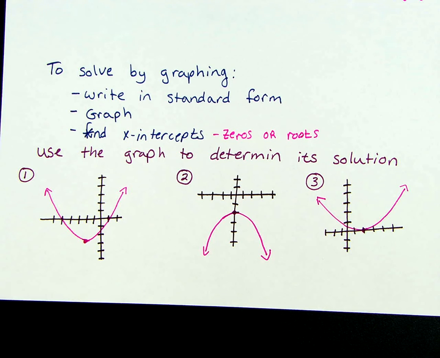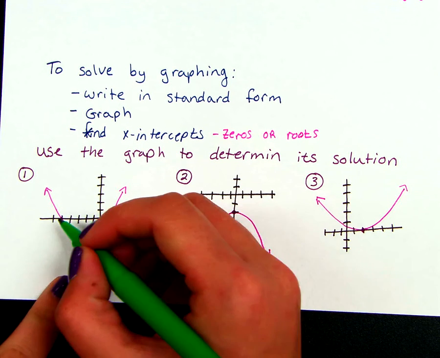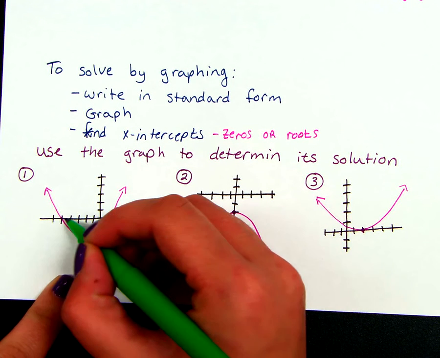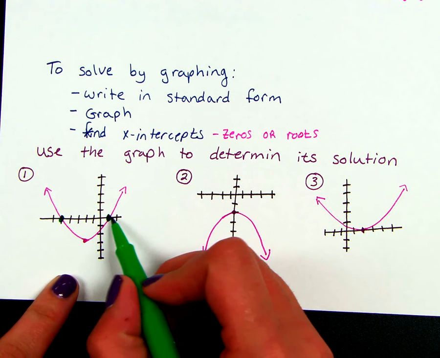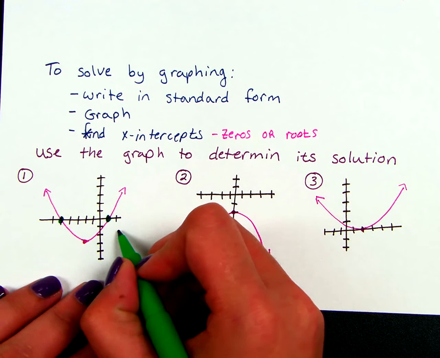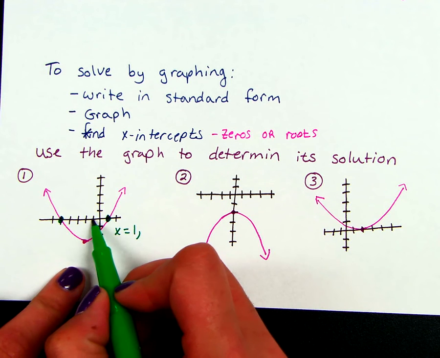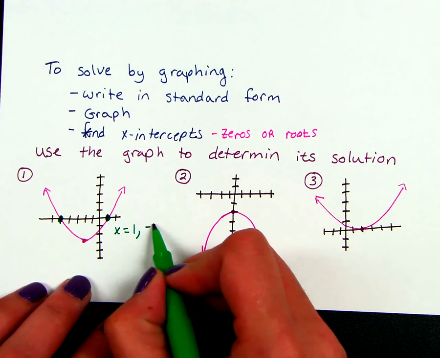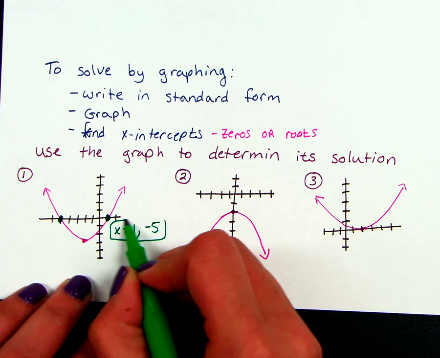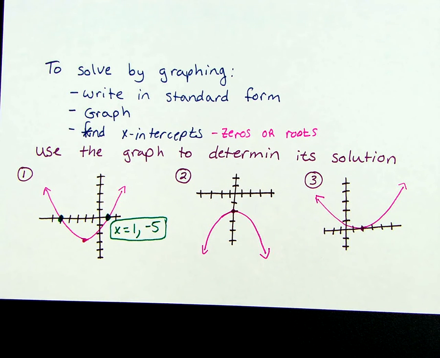All right, let's do a few quick examples. We're using the graphs to determine the solution. Again, we're just trying to find the points where it's intersecting the x-axis. We have an intersection here and here. This is at +1, so we would write x equals +1, comma, and then 1, 2, 3, 4, 5, so -5. These are the solutions. And we don't want to put parentheses around them because those are two different points. This is how we would list it.